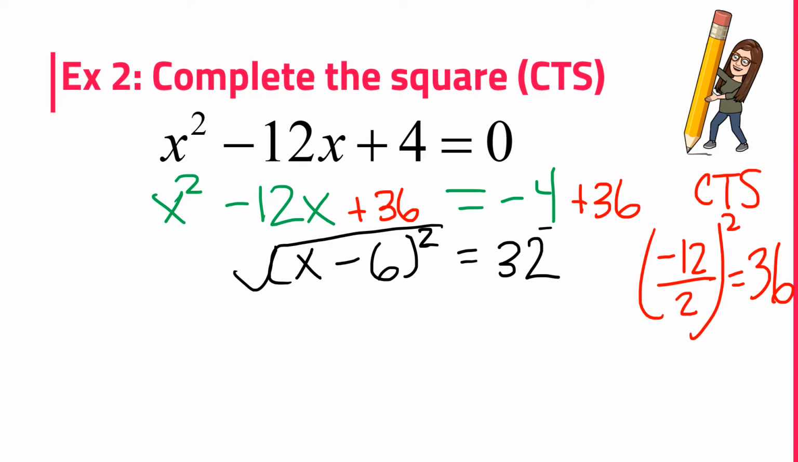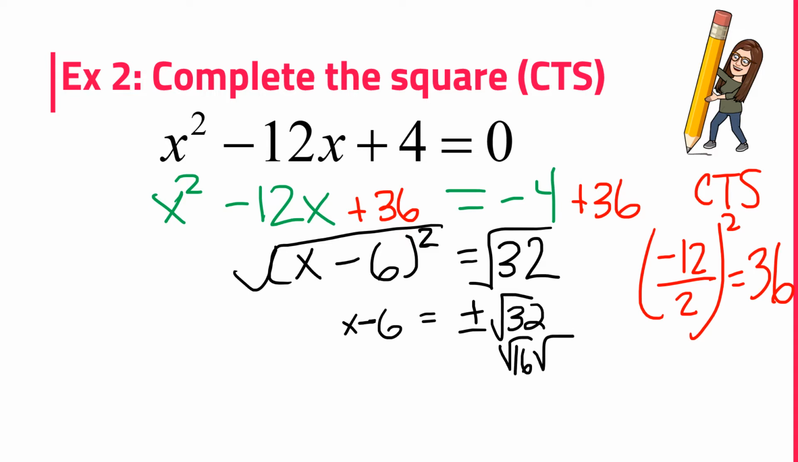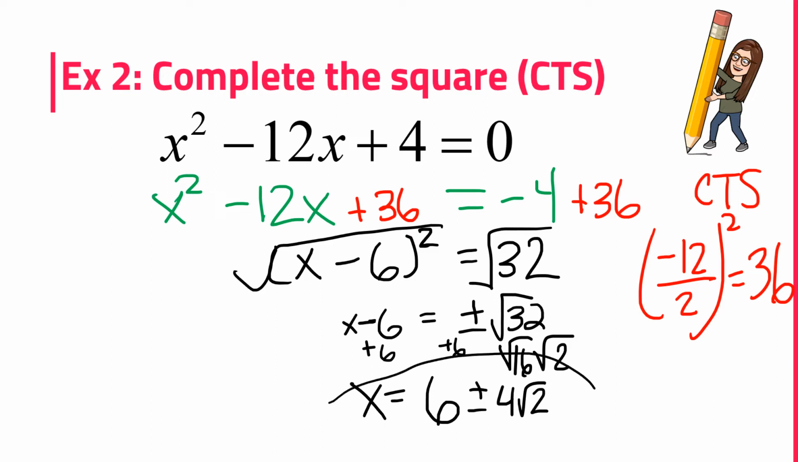Instead of squaring, we're going to square root both sides. That leaves me with a positive and negative square root of 32, which reduces. 32 breaks down to 16 and 2. So square root of 16 is 4 radical 2. Don't forget that plus minus. And I'm going to add 6 to the other side. Remember, when we do that, we write it in front of the positive negative symbol. So our solution is x equals 6, positive or negative, 4 radical 2.